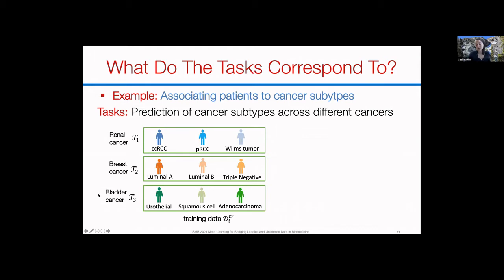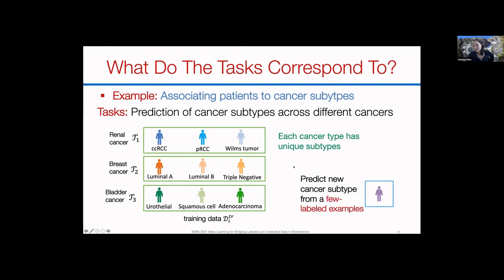And if we have all of these tasks, then we can use this experience to predict cancer subtypes of a more rare type of cancer. For example, maybe we have a new patient and we have data for a few different subtypes of a rare type of cancer. Then we want to be able to predict which subtype a patient has, with only a few examples of data from that type of cancer.